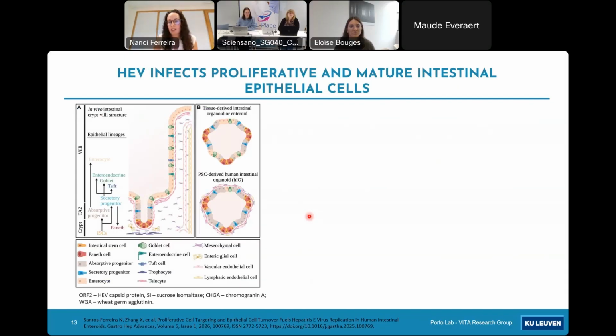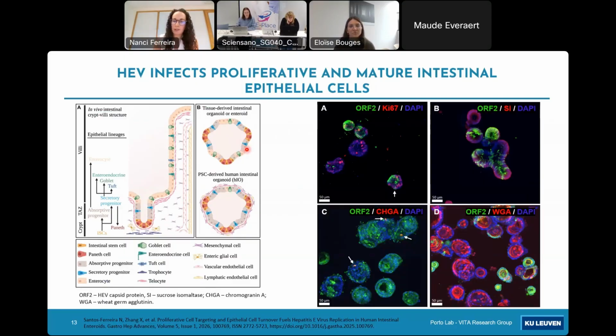Then, taking advantage that in the intestinal organoids we have multiple cell types, we wanted to understand which cell type is infected by the virus. For that, we did stainings with several markers for the different cell types, such as Ki67 for proliferative cells, sucrase-isomaltase for enterocytes, chromogranin A for enteroendocrine cells, and VVA that stains mucins of the goblet cells. And we saw that HEV infects both proliferative and mature intestinal epithelial cells.